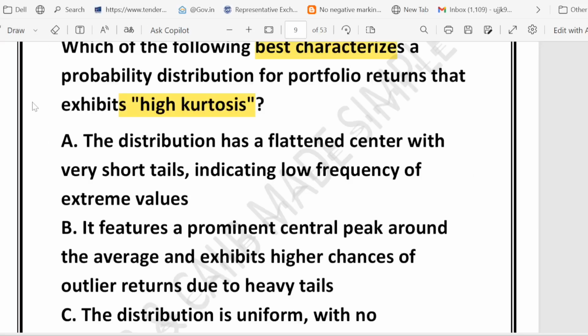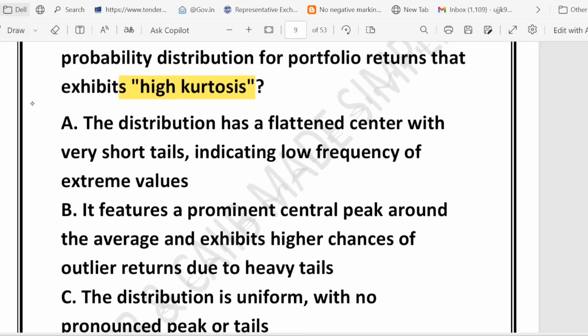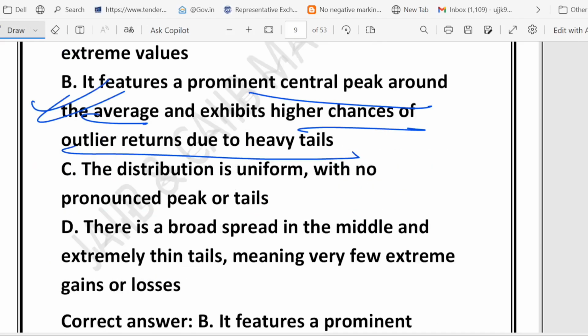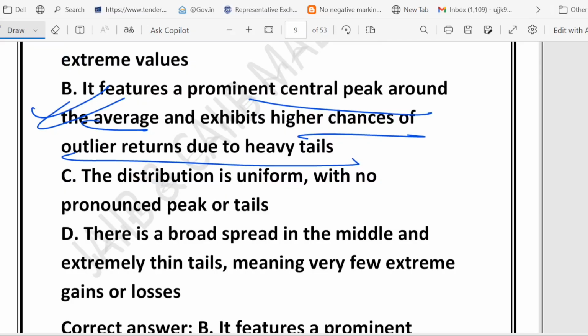Now let's look at the options that we have. Option A, flattened center with very short tail, is completely wrong. Why? Because that is actually low kurtosis. It means everything is more spread out in the middle and extreme events are very rare, the opposite of what we want right now. What about option B? Yes, it is the correct one. You can see a prominent central peak around the average and higher chance of outlier returns. Very good. This is the correct one. What about C? C says the distribution is uniform. That is when outcomes are equally likely, like rolling a fair die. No peak, no fat tail, definitely not kurtosis. What about D? It says there is a broad spread in the middle and extremely thin tails. Again, this means very few extremes, that is low or normal kurtosis, not too high.